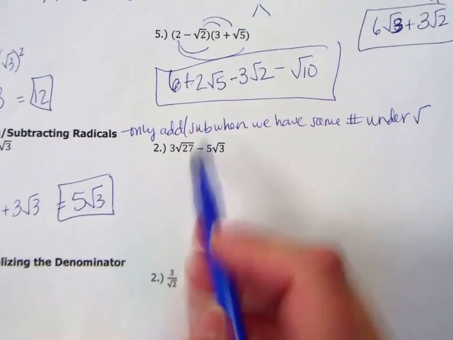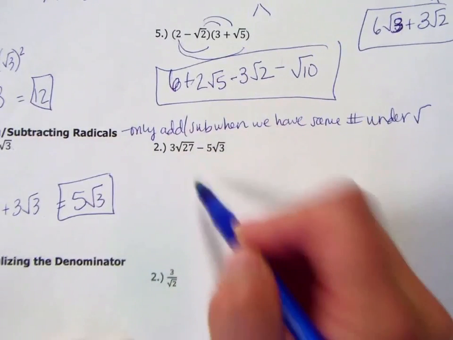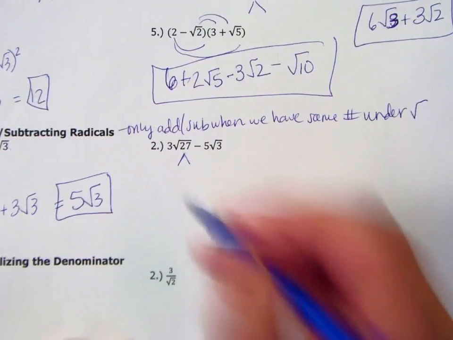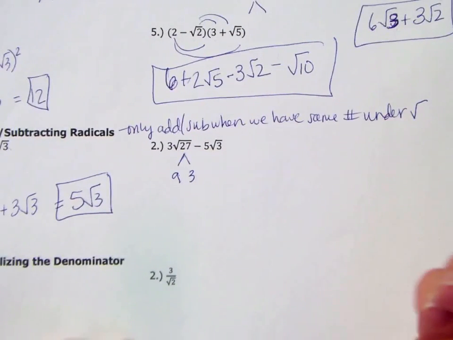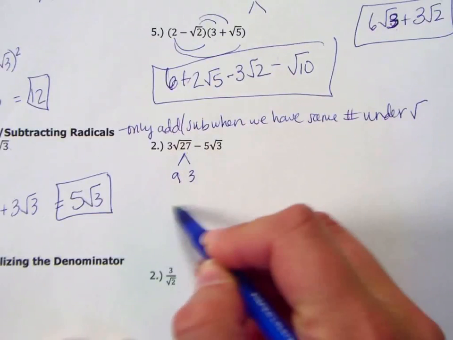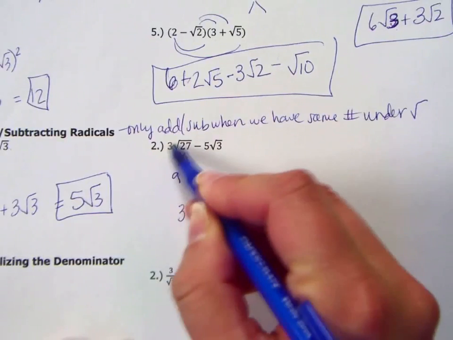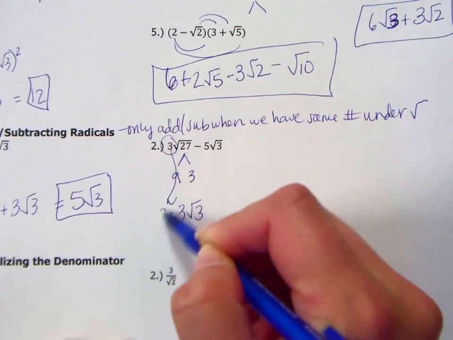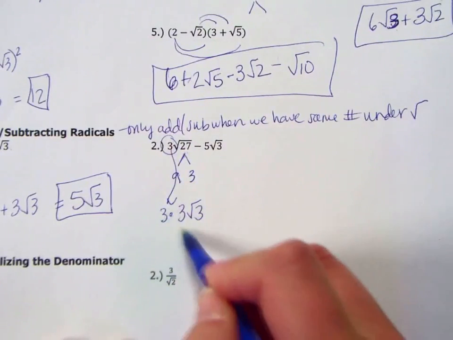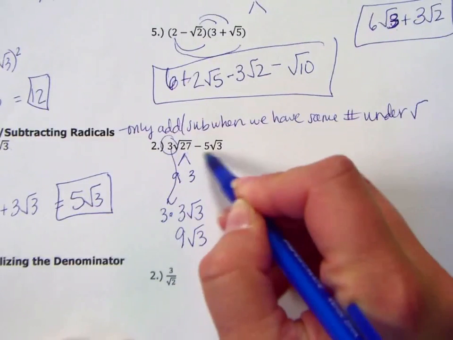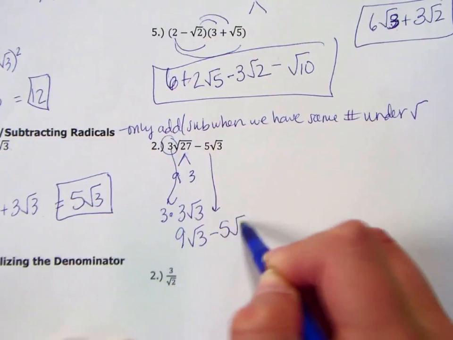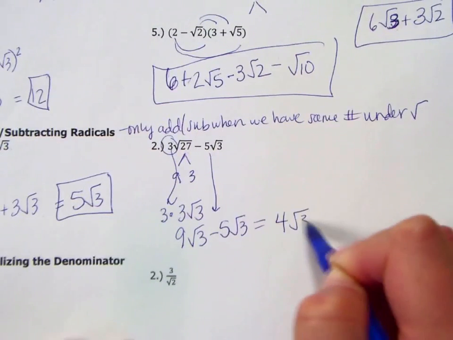Same thing with number 2. 27 and 3 are not the same, but if we simplify radical 27, the radical 27 simplifies to 3 radical 3, but don't forget that coefficient that we already have. We would multiply that to be 9 radical 3, bring down the negative 5 radical 3, and then you could subtract.